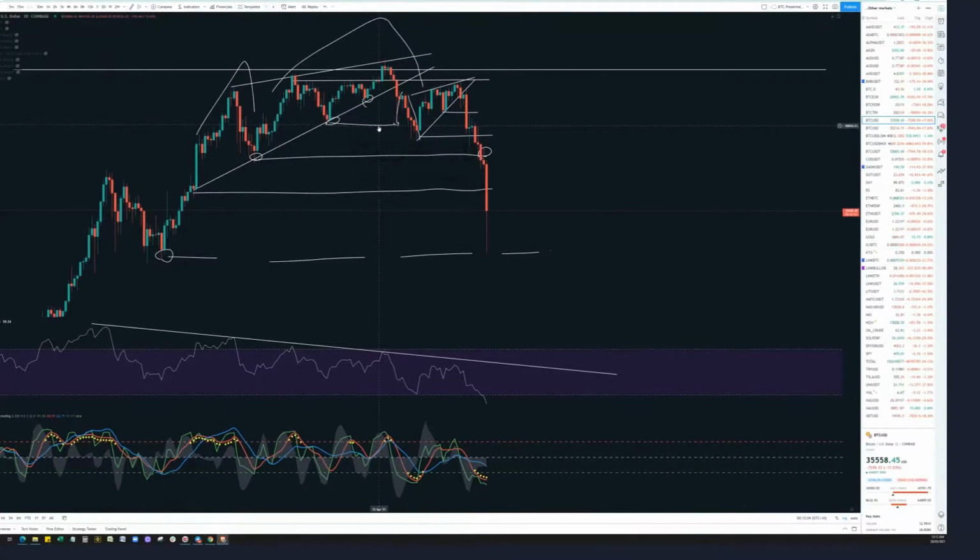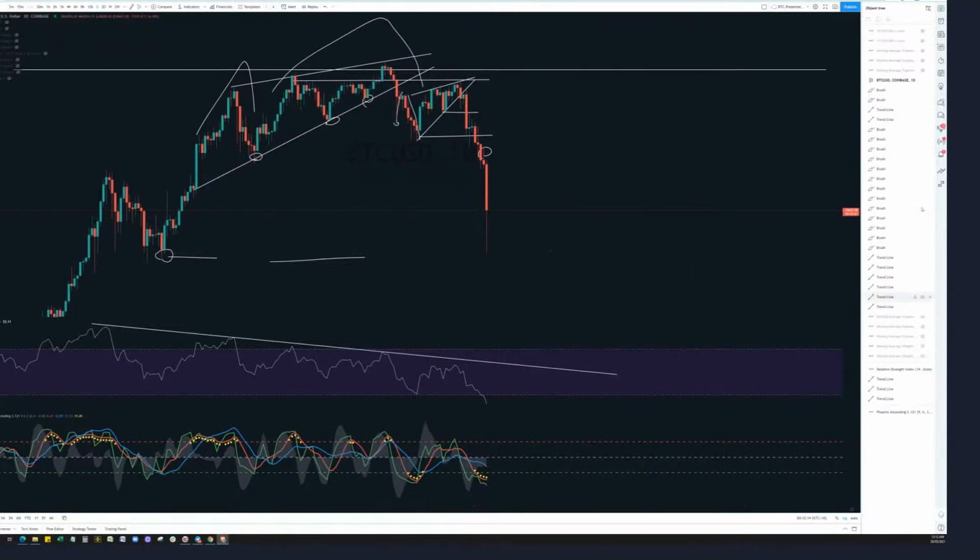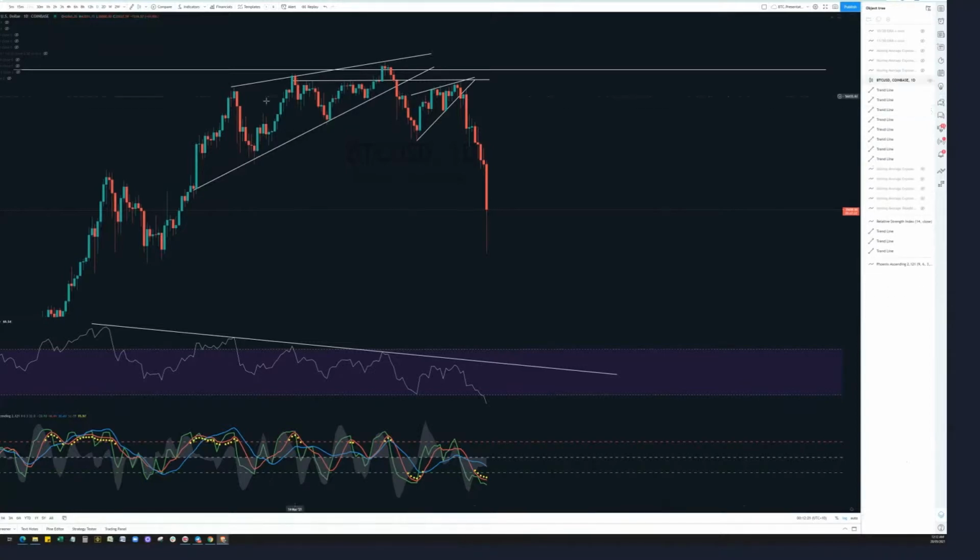So my current explanation for this drop is the head and shoulders playing out. And let me just clean this up. And what do you need to know, you guys? I pretty much described what levels we need to look at. This was the neckline. This was a significant neckline, and it failed.